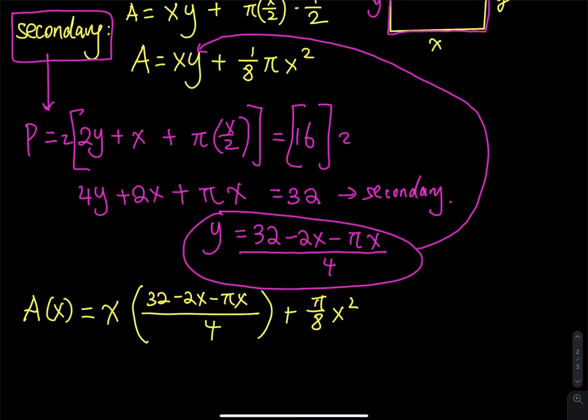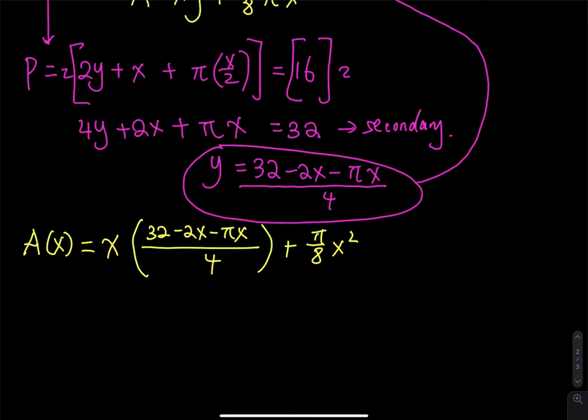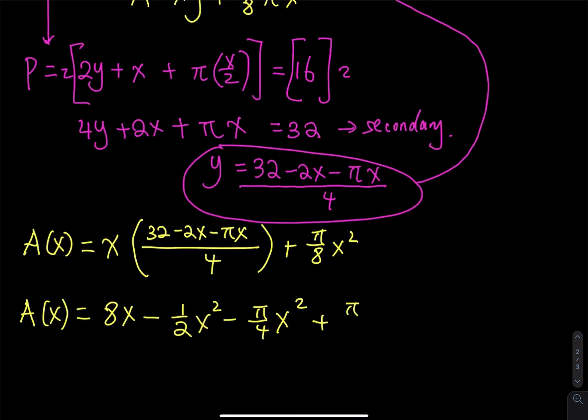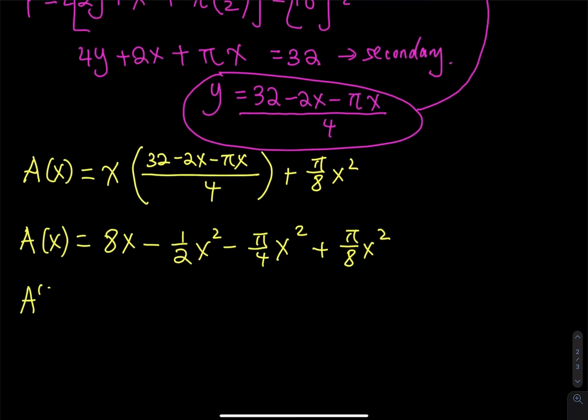So let's break down the first fraction. Let's do a distribution and then break it down into multiple fractions. So A of x equals, 32 divided by 4 is 8, so that will be 8x, and then minus 1/2 x squared, and then minus pi over 4 x squared, right? I break this down into 3 fractions, and then we add the pi over 8 x squared, and then we take the first derivative. So A prime of x, we use a simple power rule.